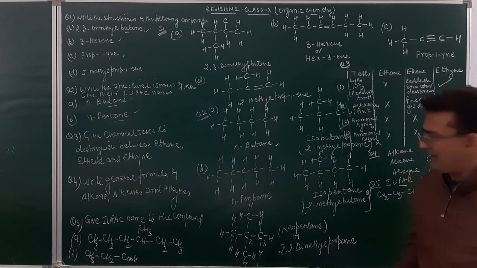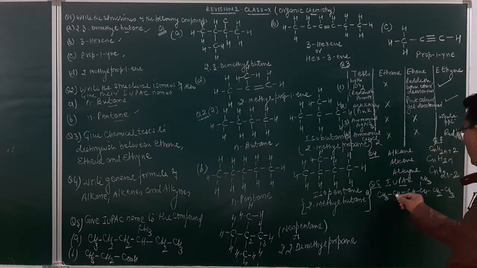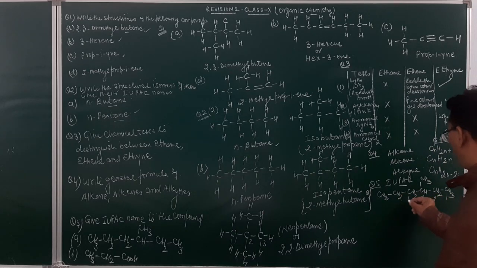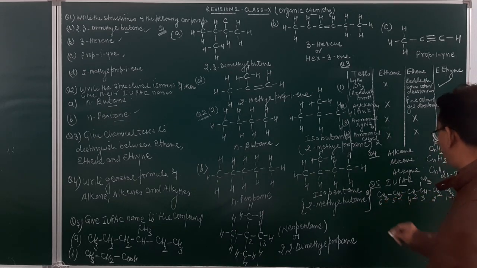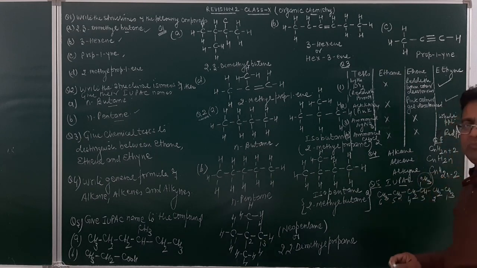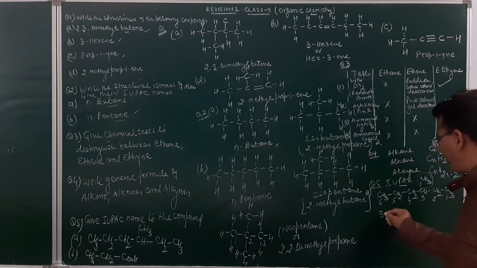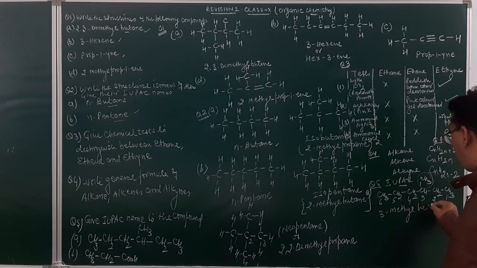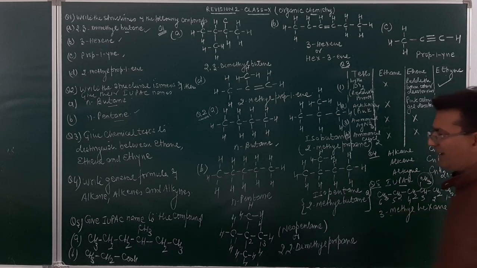To give the IUPAC name, the longest chain is 1, 2, 3, 4, 5, 6. At number 3 what is present? Methyl. So the name of this compound will be 3-methylhexane. Am I clear? The name must begin with a capital letter.